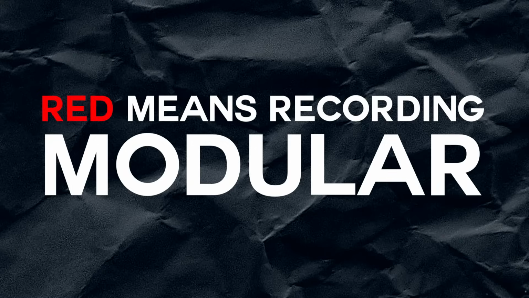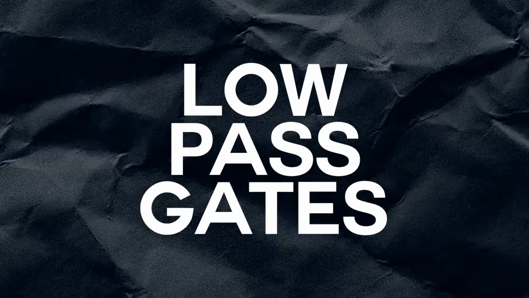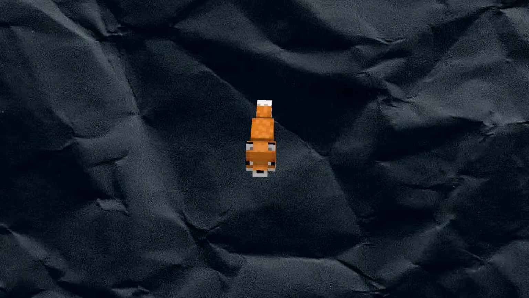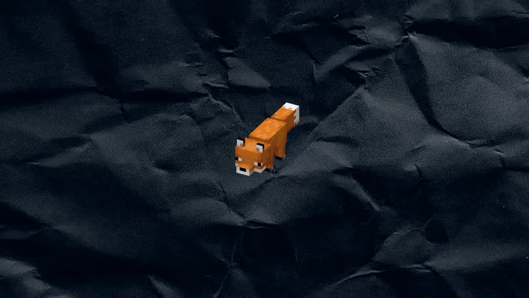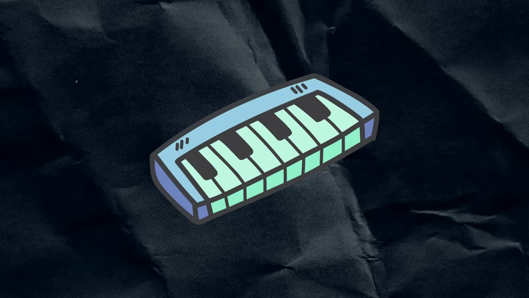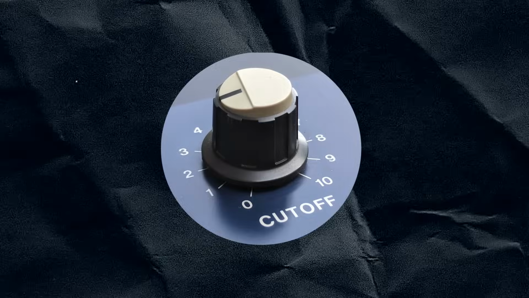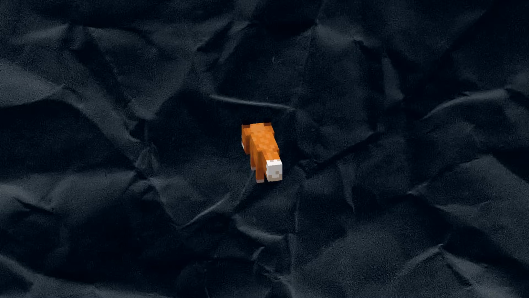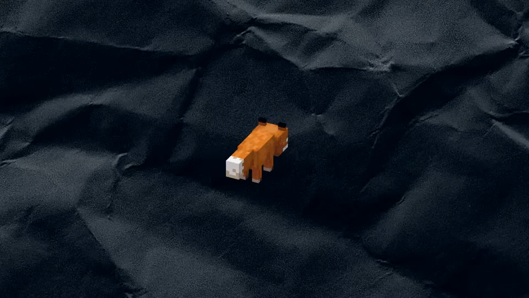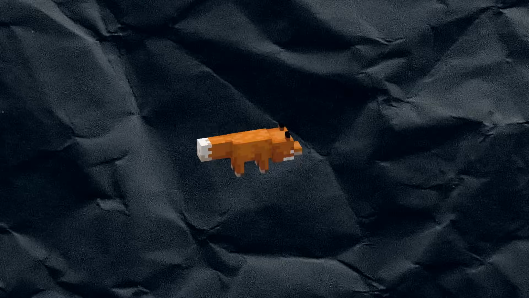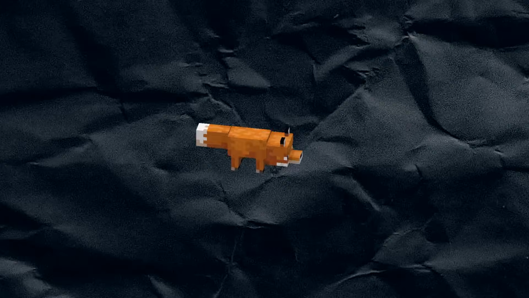This is Red Beans Recording Modular, and today we're going to be talking about low-pass gates, a very, very classic and cool concept in synthesizer design that combines a volume slope with a filter slope. These are really, really cool sounding, organic sounding modules and circuits that you can find in a variety of places.